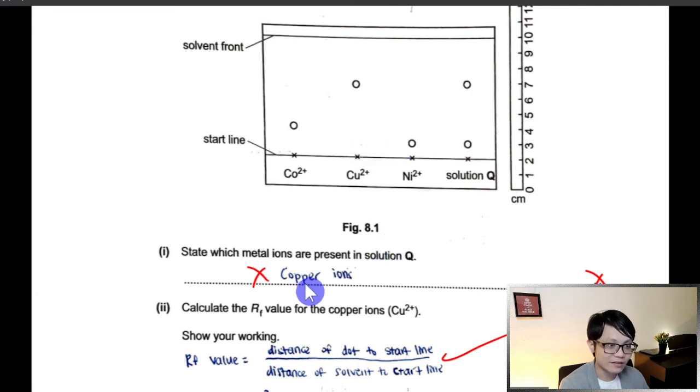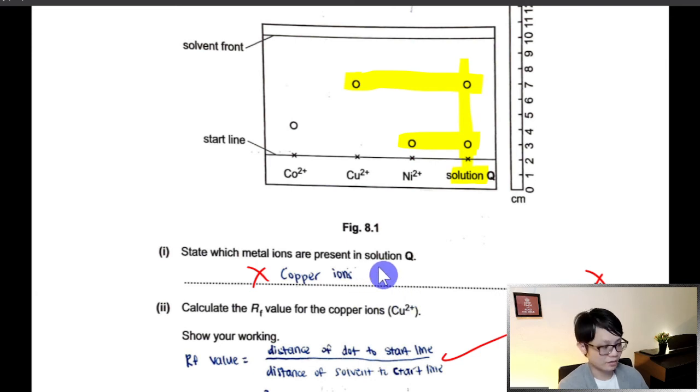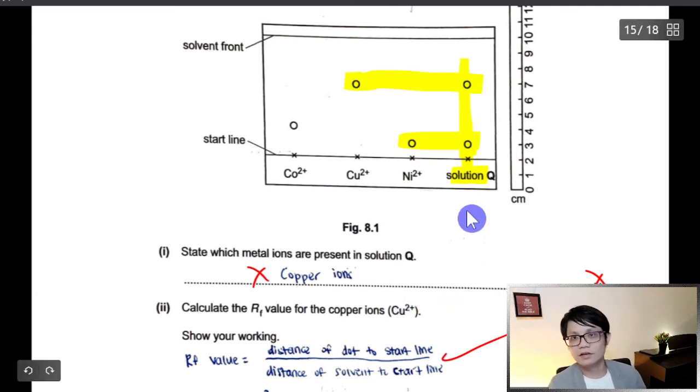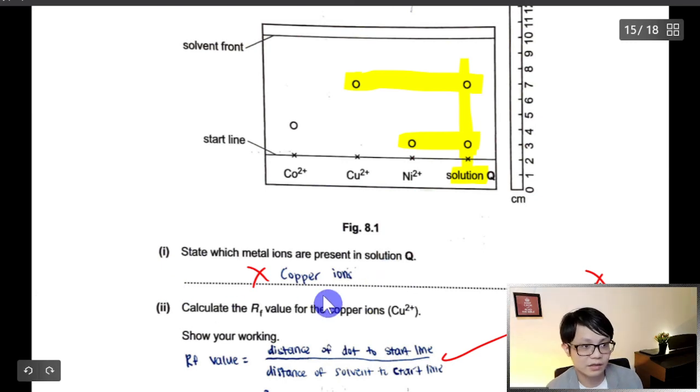Is it copper ion? In Q, let's see. It is actually nickel and copper ions. Correct or not? Because it's this line. Your solution Q is here. So of course, this one is copper and the bottom one is nickel. The student didn't put nickel. You need to put two, then only you get one mark. But because you put one, you didn't get any mark.